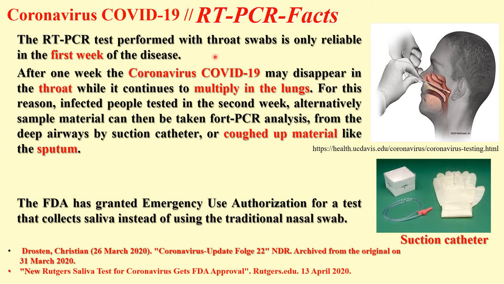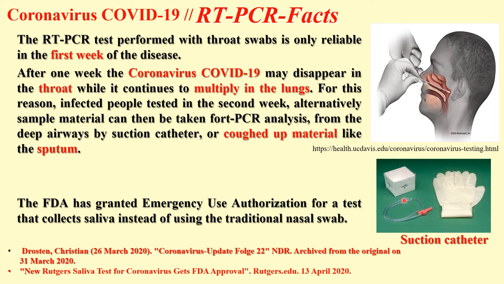It has been shown that the RT-PCR test can be performed on throat swabs only in the first week of the disease or infection. After one week, COVID-19 may disappear from the throat, so you cannot detect it in the throat swab. Why? Because the virus will start to multiply in the lung, going into the lower respiratory tract. For this reason, for people infected and tested in the second week, we have to collect alternative sample material rather than a throat swab. This alternative sample material must be collected from the deep airways by utilizing a suction catheter.